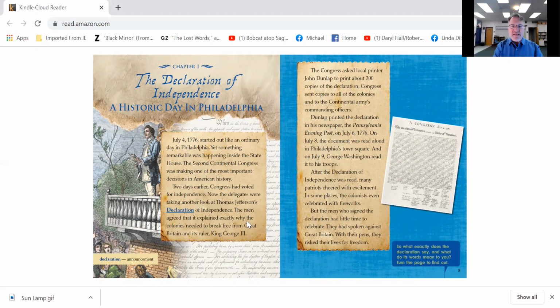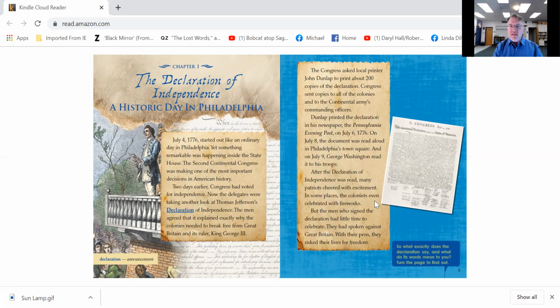The men agreed that it explained exactly why the colonies needed to break free from Great Britain and its ruler, King George III. The Congress asked local printer John Dunlap to print about 200 copies of the Declaration. Congress sent copies to all the colonies and to the Continental Army's commanding officers because the war had already started, the War for Independence. Dunlap printed the Declaration in his newspaper, the Pennsylvania Evening Post, on July 6, 1776. On July 8, the document was read aloud in Philadelphia's town square. People just gathered around to listen. And on July 9th, George Washington read it to his troops. After the Declaration of Independence was read, many patriots cheered with excitement.